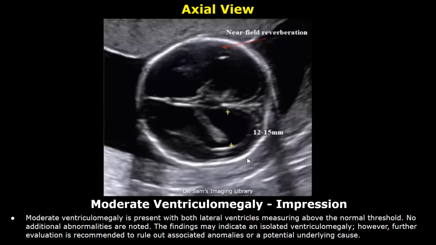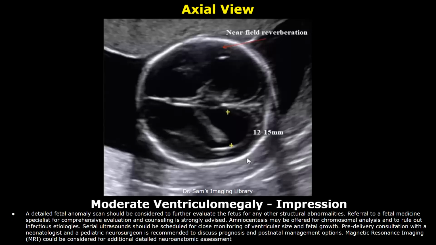This is the impression. Moderate ventriculomegaly is present, with both lateral ventricles measuring above the normal threshold. No additional abnormalities are noted. The findings may indicate an isolated ventriculomegaly. However, further evaluation is recommended to rule out associated anomalies or a potential underlying cause.